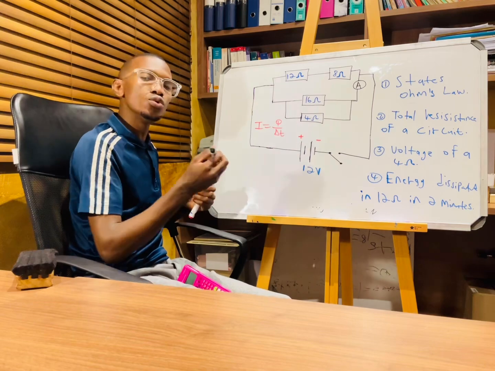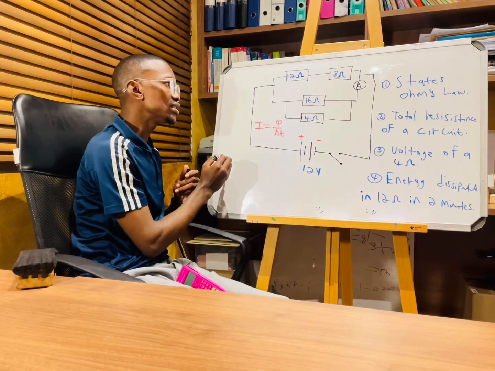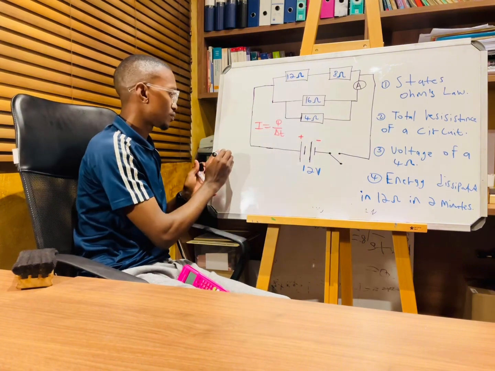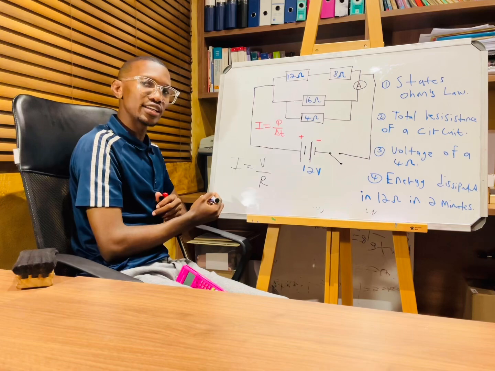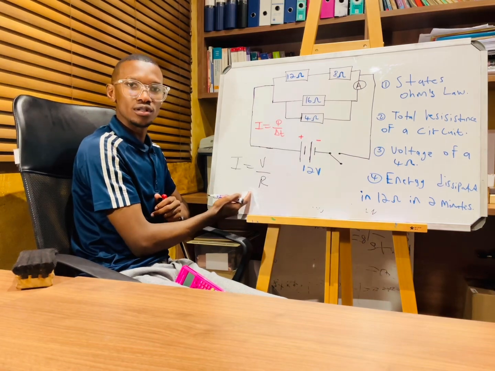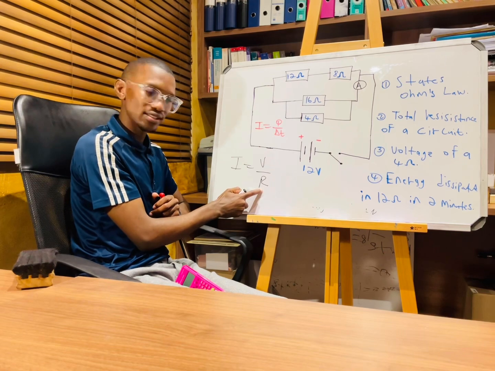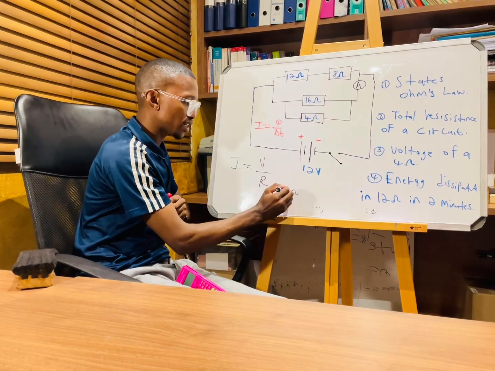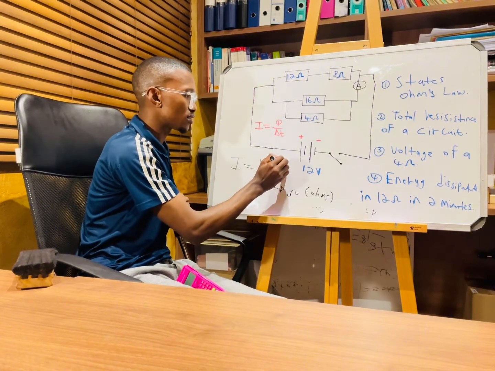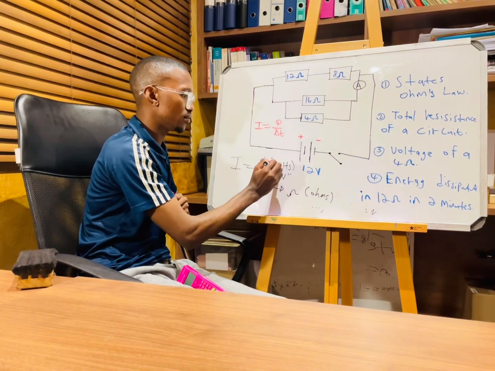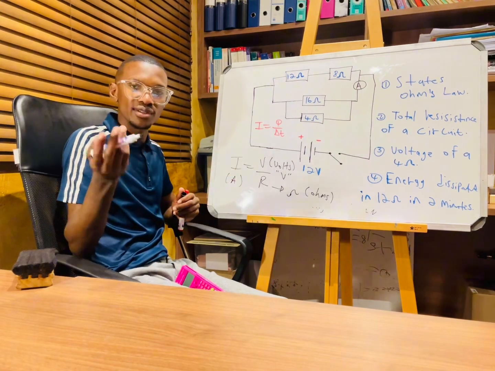And another thing people usually know about current is that it's given by I equals V over R. This, guys, is what we call Ohm's law. So this is the current, this is the voltage, this is the resistance. This one we measure in ohms, this one in volts, which is just V, and this one in amperes, which I already mentioned.